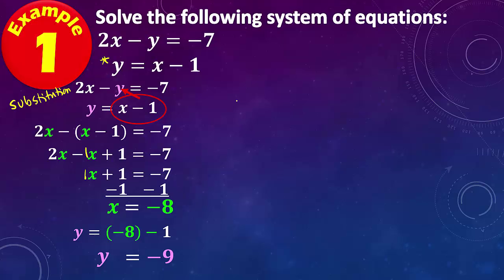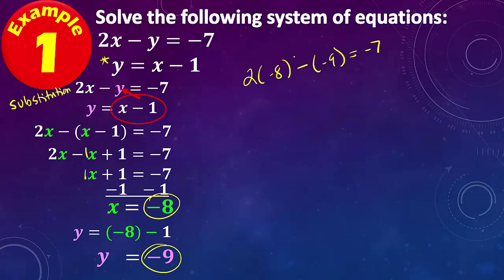Now you might say, well, how do I know if that's the right answer? Because luckily there is a way. I'm going to go ahead and plug negative 8 in for x and negative 9 in for y into either one of these. I'll pick the harder of the two. So 2 times negative 8 minus negative 9 should equal negative 7.